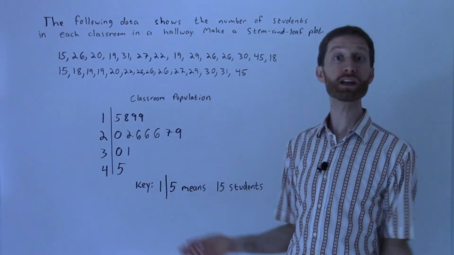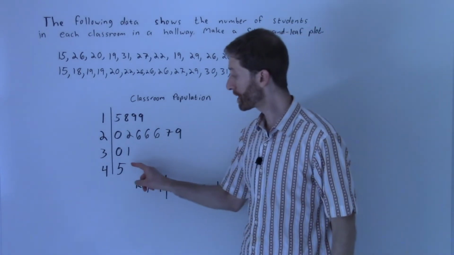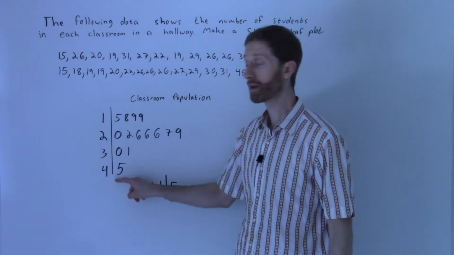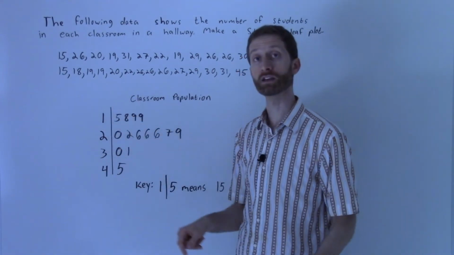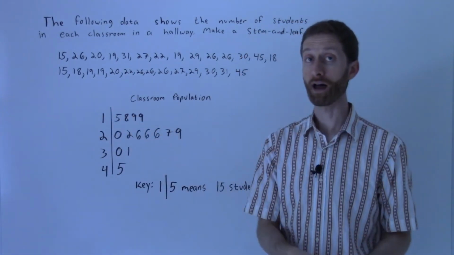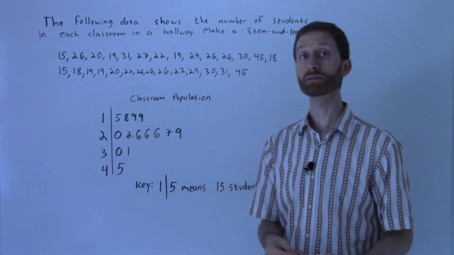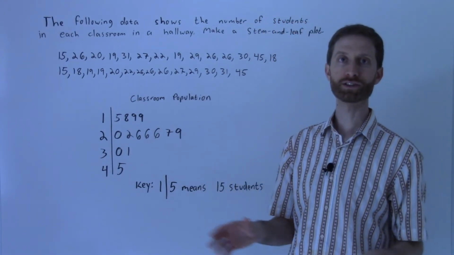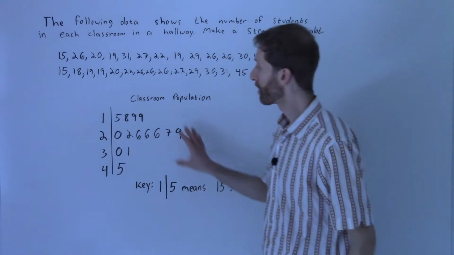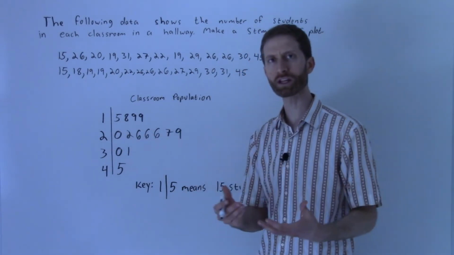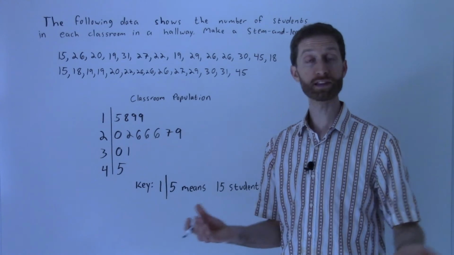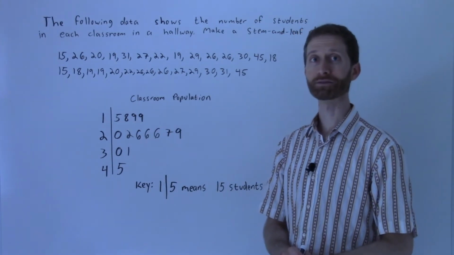You could ask, what's the range of the data? The range would be the highest number, which is 45, minus the lowest number, which is 15. So in this hallway, there's 45 minus 15, or a range of 30 students. So we can ask so many questions and get answers to those questions from these stem and leaf plots, which show a really great distribution of the data. Very cool stuff.